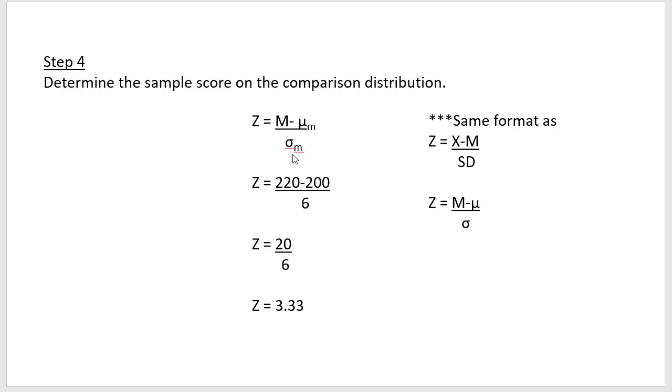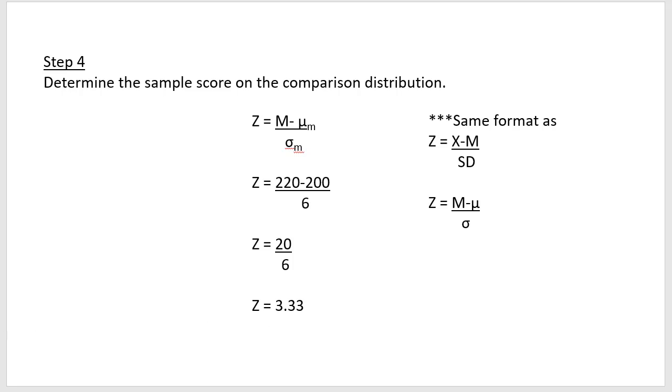In step number 2, we determined the characteristics, and we determined that the sample mean is 220, and that was really given to us in the example. The population mean, which is the mean of the distribution of means, is equal to 200, and the standard deviation of the distribution of means is 6. So 220 minus 200 divided by 6 is equal to 20 divided by 6, which is equal to 3.33. Our sample's z-score. So if you had a score of 220 on our comparison distribution, the z-score would equal 3.33, meaning that our sample's z-score is 3.33 standard deviations above the mean.